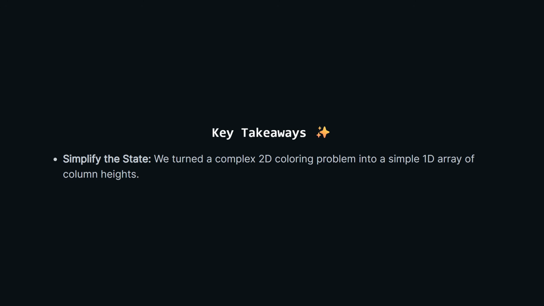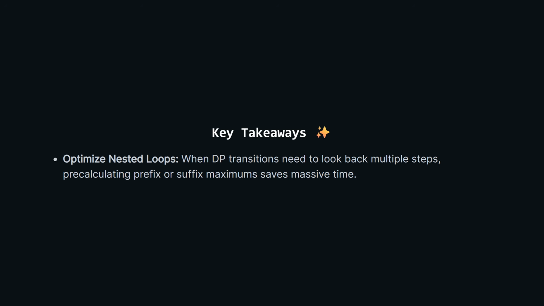So what can we learn from this problem? The biggest takeaway is how we took a messy 2-dimensional grid coloring problem and realized we only needed to track a single number for each column, its height. The second big lesson is about speed. When your dynamic programming state forces you to look backwards multiple steps, creating an extra table to track the maximums you've seen so far can eliminate a whole nested loop.